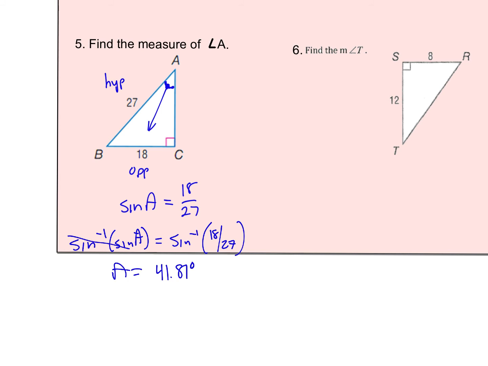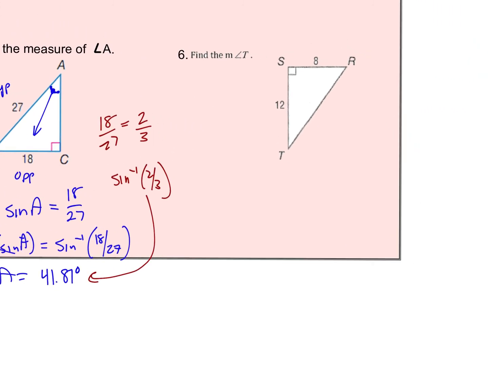Now some of you may have noticed that 18 over 27, I can simplify that. That simplifies out to be 2/3. And the good news is if I take sine inverse of 2/3, I'm going to get the same answer. I'm going to get this 41.81. It's the same thing, even if I simplify it, because it's the same ratio. 2 over 3 is equivalent to 18 over 27.